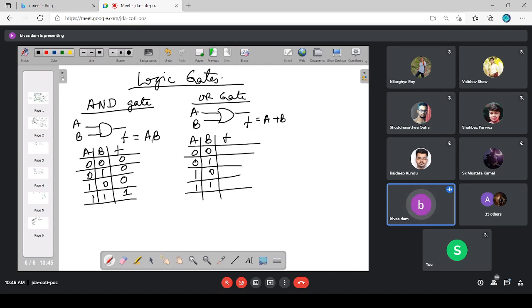See, here you can say that there should be one dot between A and B. But that dot may be omitted most of the times. But you cannot omit the plus sign.